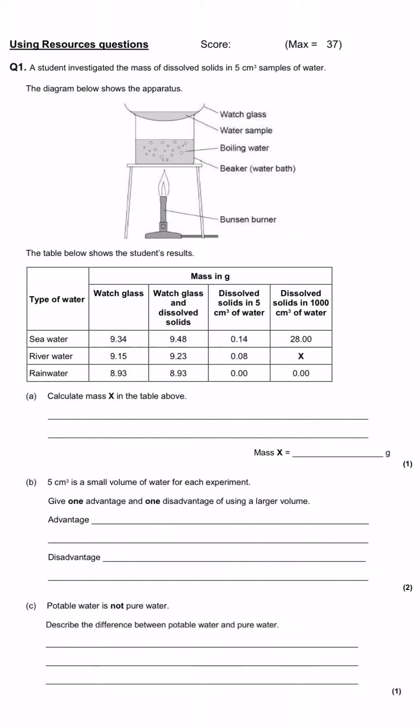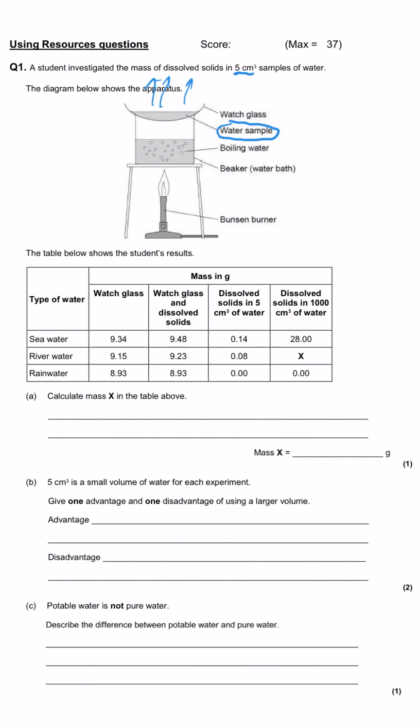This first question is about the dissolved solids in a sample of water. We've got a small sample of water, only 5 cubic centimetres, and the water sample is in a watch glass that is above a beaker of boiling water. That allows the water to be heated less fiercely, and that means we're going to be minimising any spitting because we want the water to evaporate. We don't want any of the solids to be carried out with some water that was popping in a bubble or something like that.